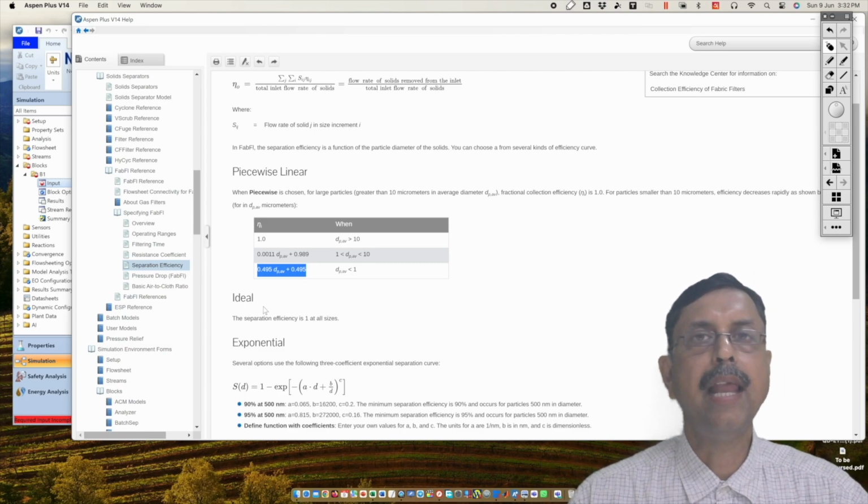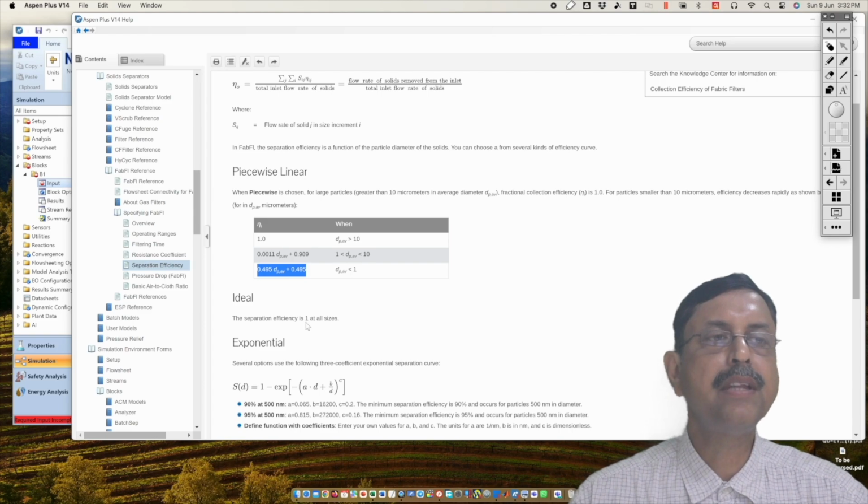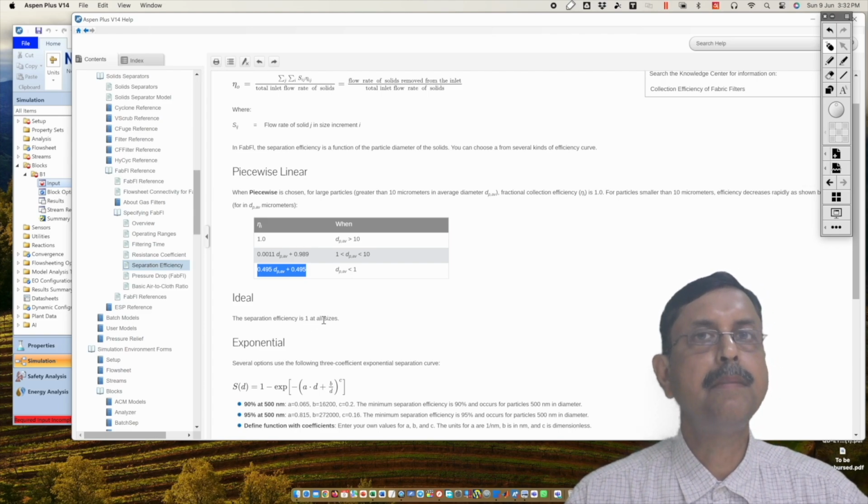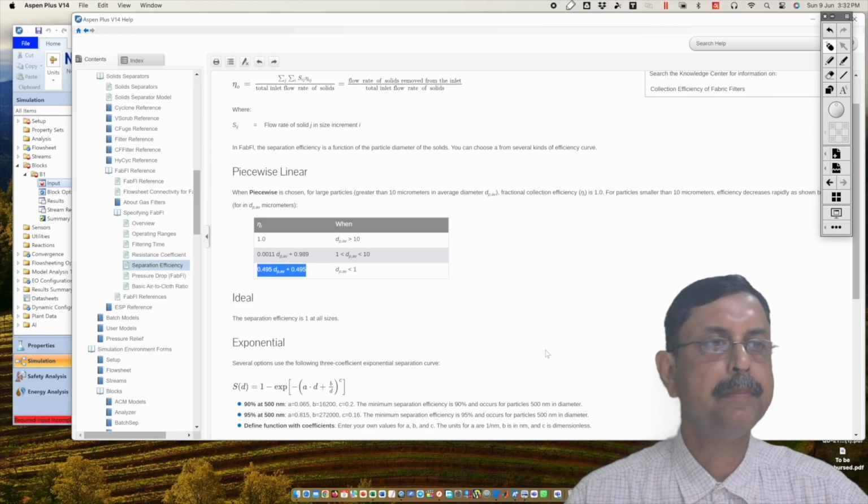Next is ideal. Ideal means the separation efficiency is 1 for all sizes. Okay, so that is 100% efficiency. Not a single piece of solid will go to the other side of the filter medium. Okay, so that is the ideal separation.